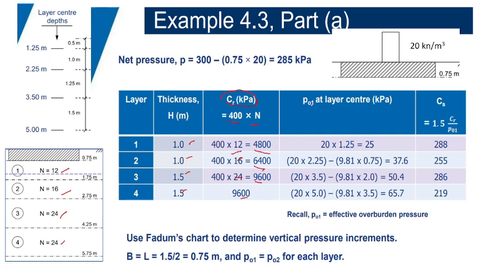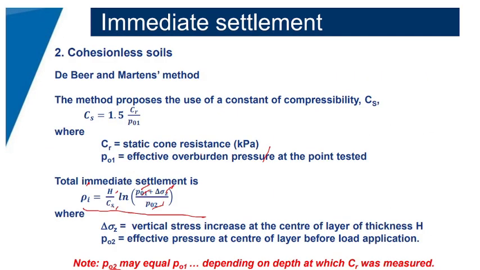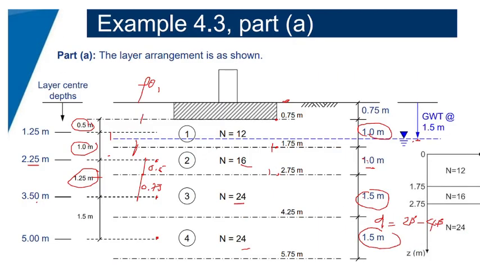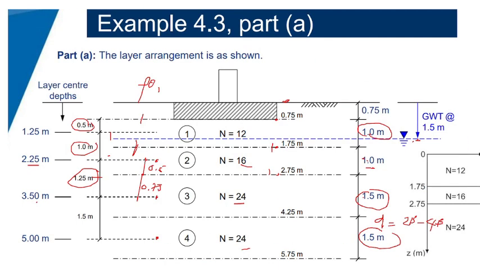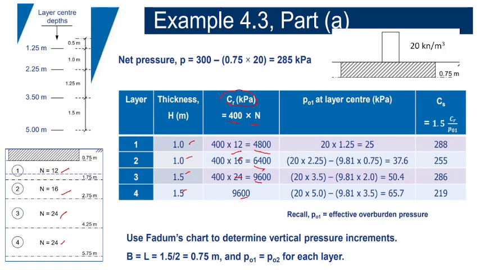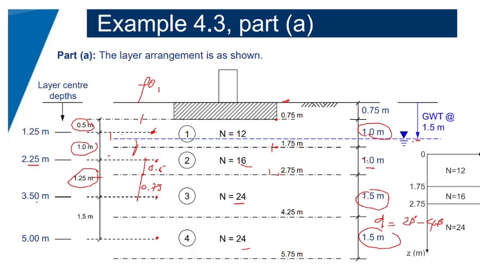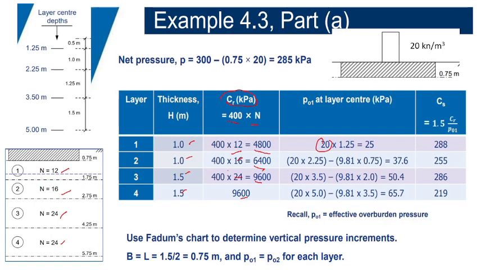Now, PU1, what's PU1 again? I'll repeat it. It's the effective overburden pressure at the point tested. We are testing at the middle. This is the middle, or center of the layer. Take note that for the first layer, at this point, there is no water table. That is why you have the unit weight of the saturated soil 20 times 1.25. Where can we get 1.25? Here to here is 1.25. We already measured it earlier. So that's 1.25.